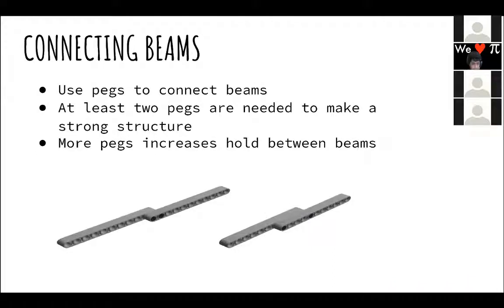Connecting beams. Using pegs to connect beams. Basically, the rule of thumb is to have something structurally sound, you need it to be connected at 2 points. The farther apart the 2 points are, and the more diagonal they are, the more strong it'll be. You can't connect beams with only one peg. You should connect them with two pegs, therefore they will stay strong.